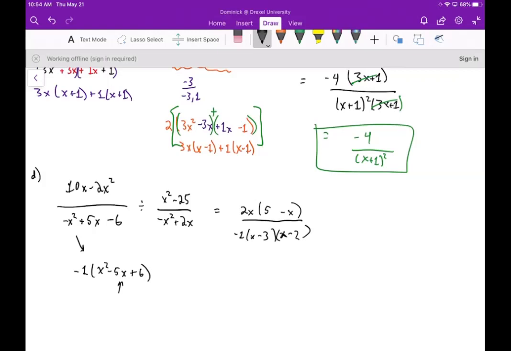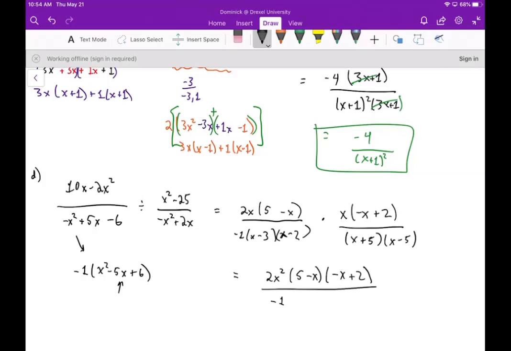Now since we're dividing, let's go ahead and keep, change, flip. And in the next part, let's factor an x out, and then we'll have a minus x plus 2. And then in the bottom, we'll have a difference of two squares. So this will be x plus 5, x minus 5. Okay, so now if we multiply across, we have 2x squared, 5 minus x, negative x plus 2, over a negative 1 times x minus 3, x minus 2, x plus 5, x minus 5.